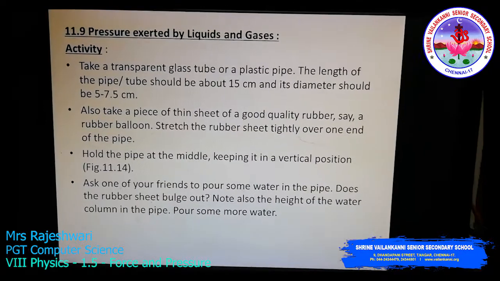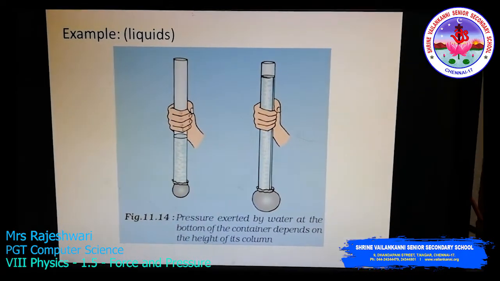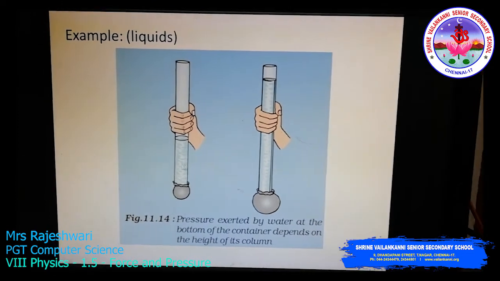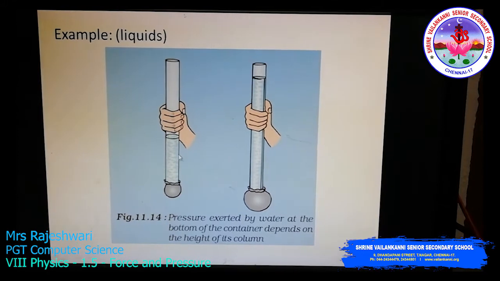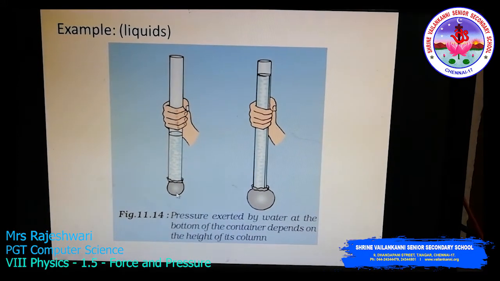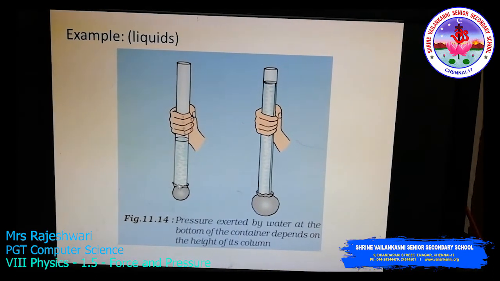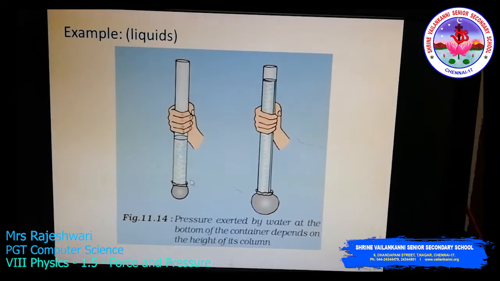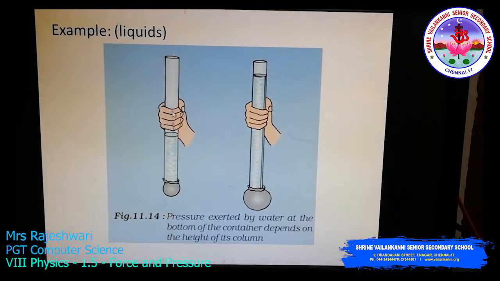To do this activity, you will need a transparent glass or a plastic pipe like this, which has been shown in the figure. It should be in a vertical position. So take this transparent glass or pipe as well. You will need a good quality rubber balloon. You have to stretch the rubber balloon at the end of this glass pipe. And after stretching it, hold this glass pipe at the middle.